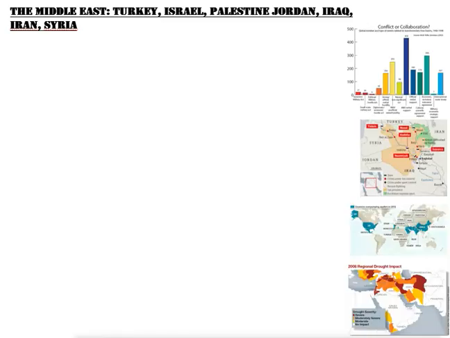Right then, give it a bit of a subheading. The Middle East: Turkey, Israel, Palestine, Jordan, Iraq, Iran and Syria. These are the main countries that we're going to look at. I'm just going to use a few maps here just to set the scene. Right, let's have a look at this one.